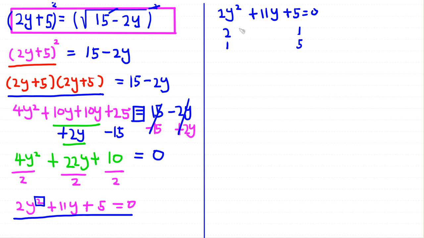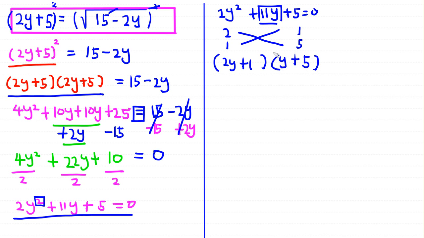And we need to add both products, and it should be 11y. If we cross multiply and add, 2 times 5 is 10, and 1 times 1 is equal to 1. So 10 plus 1 is equal to 11. So if you make it into binomials, we're going to get (2y plus 1) times (y plus 5). And we made it into binomials, and so this should be equal to 0.